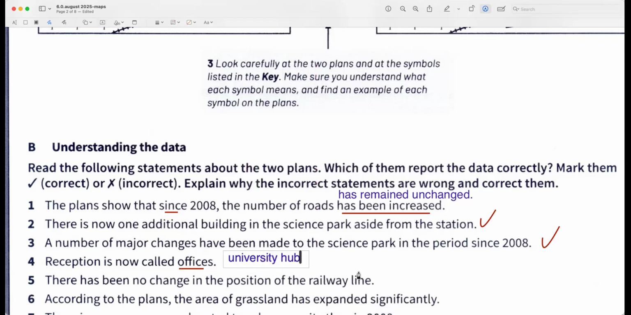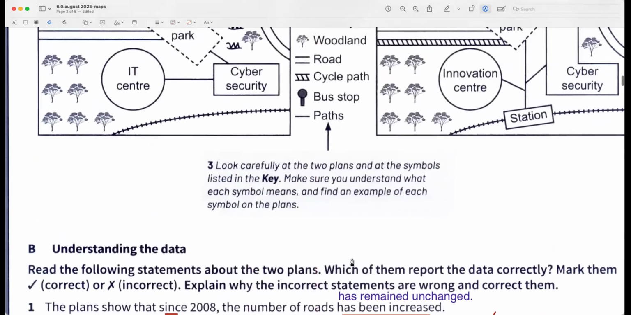Okay, next one, number 5. There has been no change in the position of the railway line. Incorrect. This is because there is now a station on the railway line.